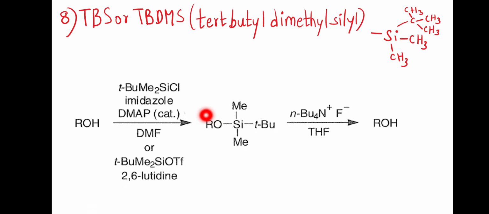Again you protect, imidazole is used as a base, DMAP is used as a catalyst, I will show the structure of DMAP in the coming slide, and this TBS chloride is used as a reagent. You get the protection, and you do deprotection using TBAF. Or there is another option, you can use 2,6-lutidine as the base. This structure also I will show you in the coming slide. Deprotection is done using fluoride.